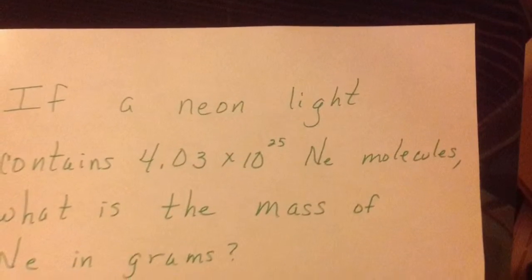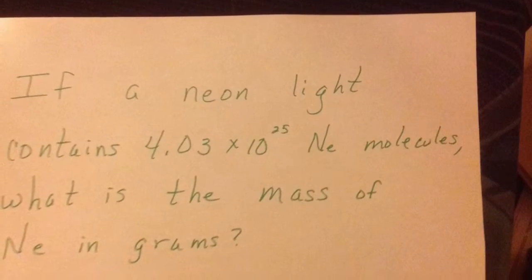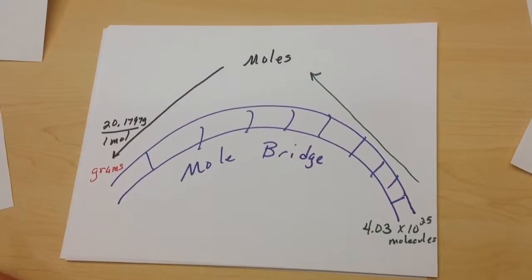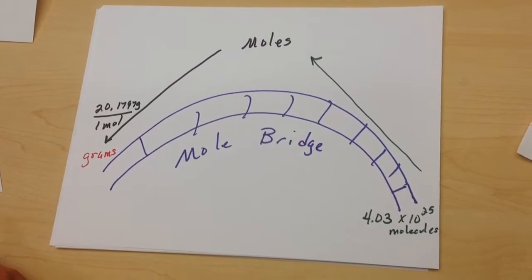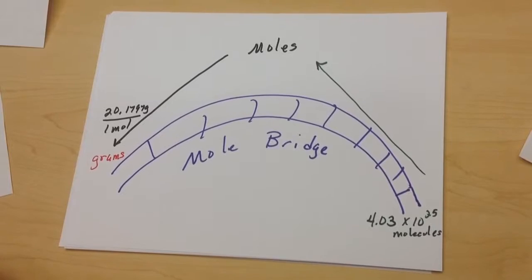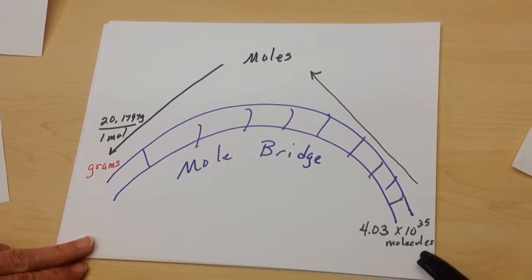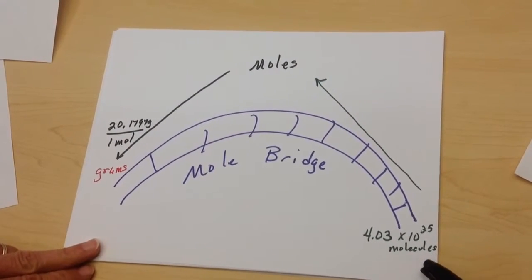If I have 4.03 times 10 to the 25th neon molecules, how many grams do I have? Okay, so from my problem, I start with what I was given. So what was I given? I was given the number of atoms. So I have 4.03 times 10 to the 25th atoms or molecules.